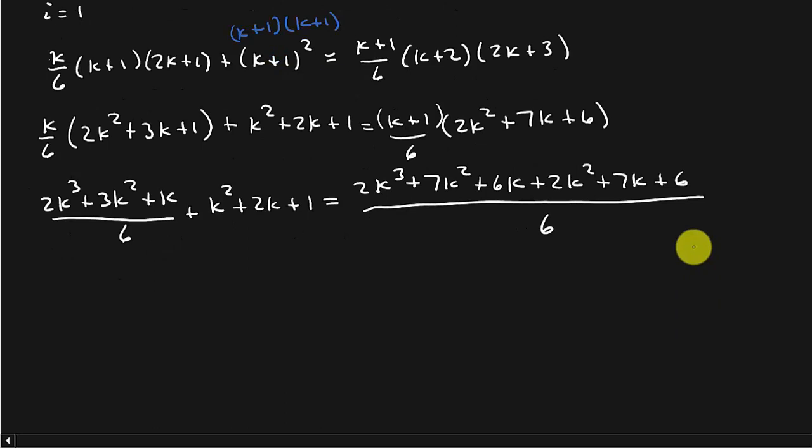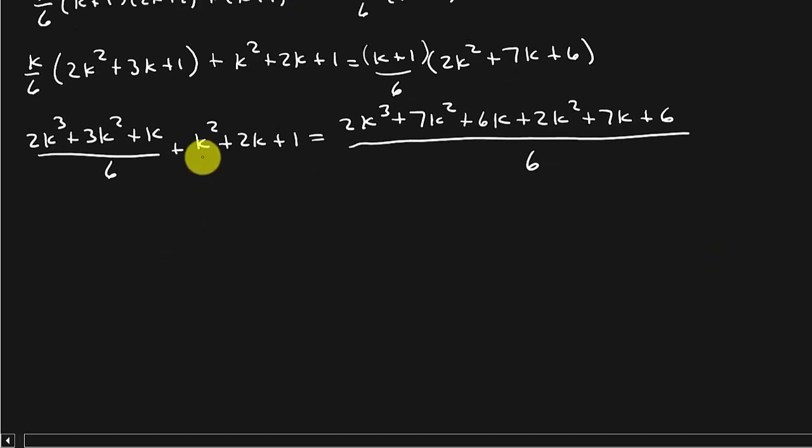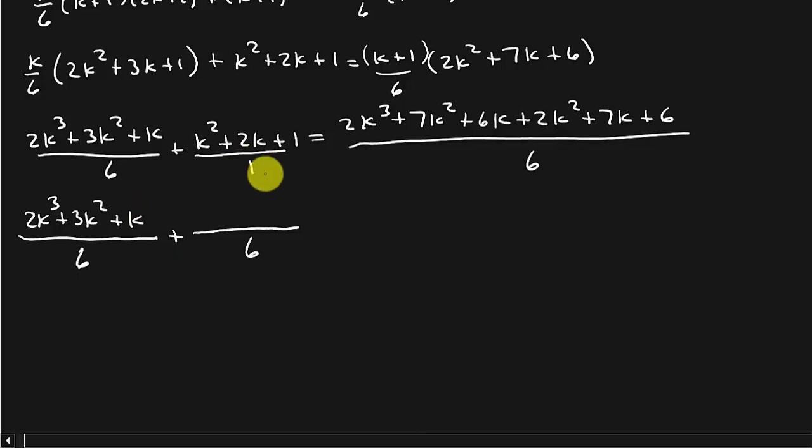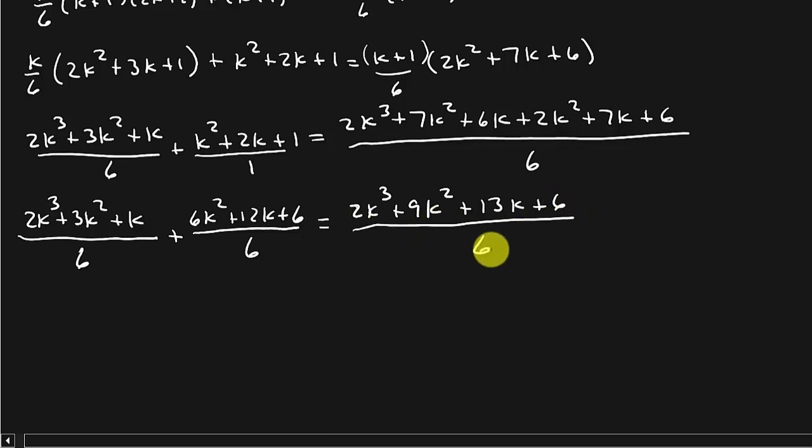And now what do I do? Well, now for the left-hand side, I'm going to get a common denominator, which is 6. And so that's 2k cubed plus 3k squared plus k. And then for this one, I have a denominator of 1. My common denominator is 6, so I've got to multiply this numerator by 6. So that's 6k squared plus 12k plus 6. And that equals, and then I'm going to combine like terms in the numerator here. And so that's 2k cubed plus 9k squared plus 13k plus 6, and that's all over 6.